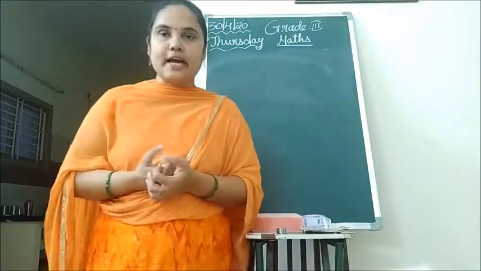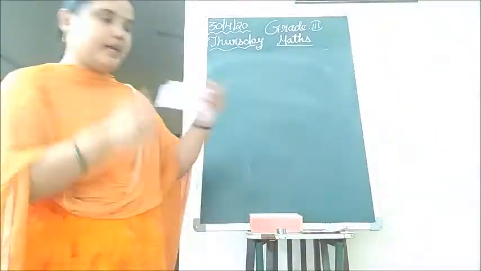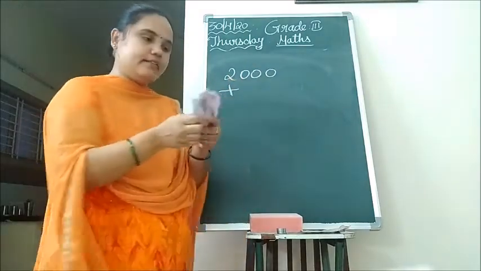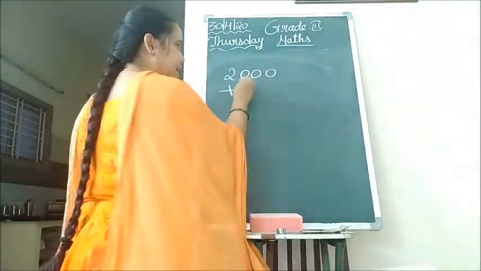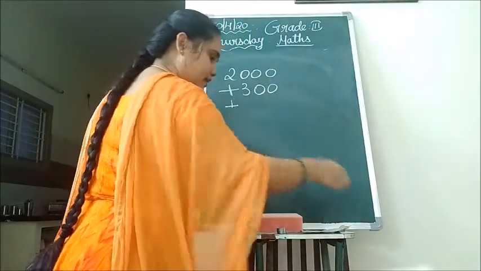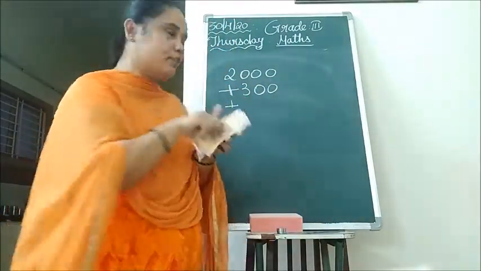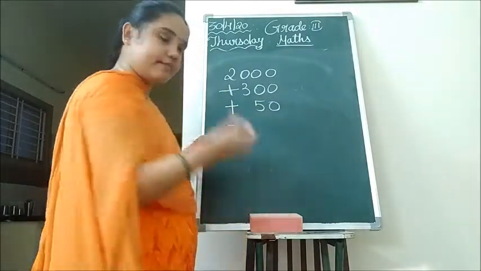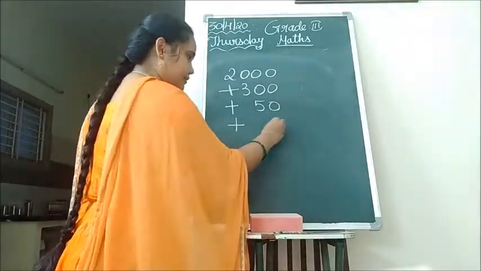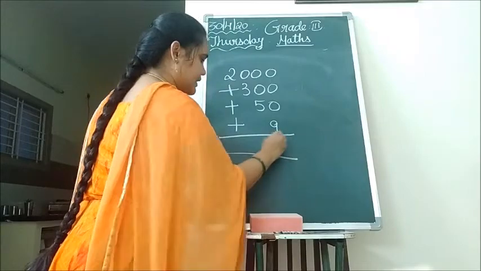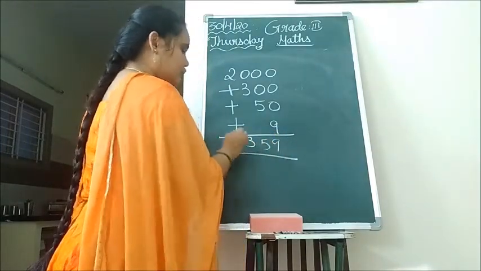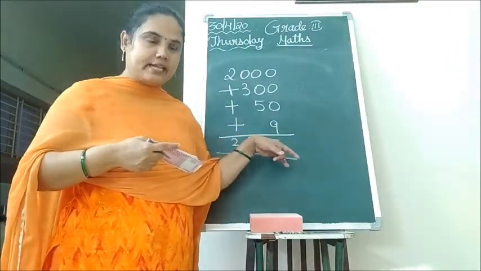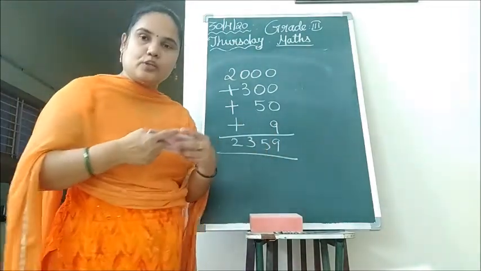Now we are going to calculate how much money I have now. See children, 1 2000 rupee note, and I have 300 rupee note. So 3 into 100, 300. Plus I have 5 10 rupee notes, which means 5 tens, 50. Plus I have 9 1 rupee coins, so 9 ones, 9. Now add all the numbers children: 9, 5, 3, 2. So how much money I have now? 2359. The sum of these place values gives the total amount.